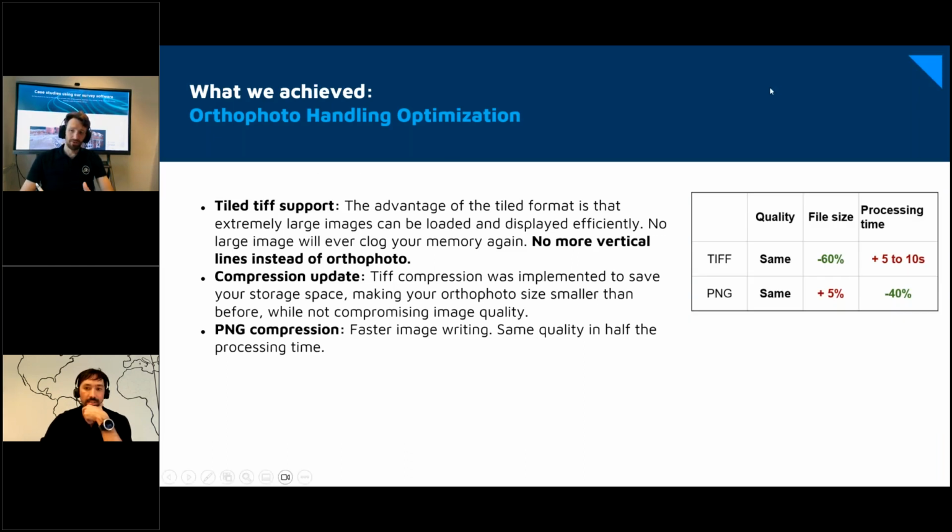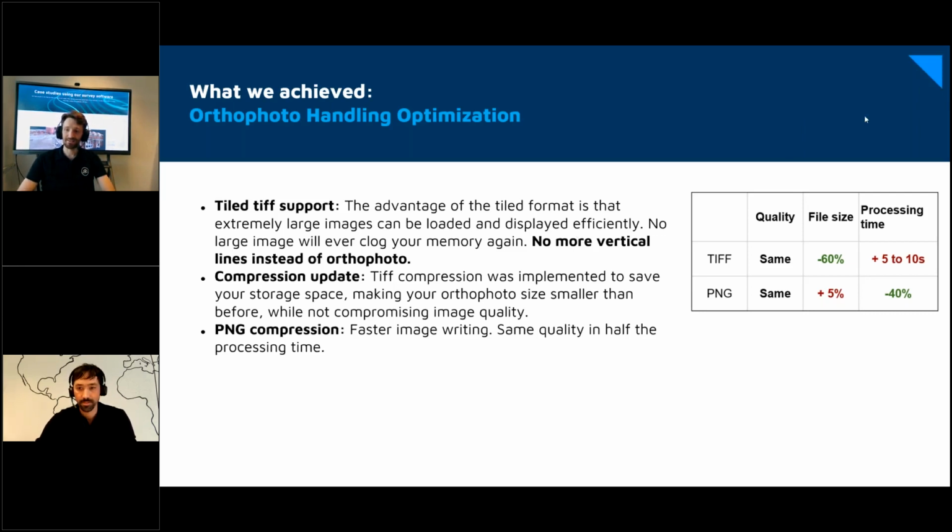So we reduced the final TIFF size to 60%, or to 40%. We reduced it by 60% to 40%. But we added some processing time. So if you wait 5 to 10 seconds, so your TIFF is saved, you now save 60% of disk space. That is something.